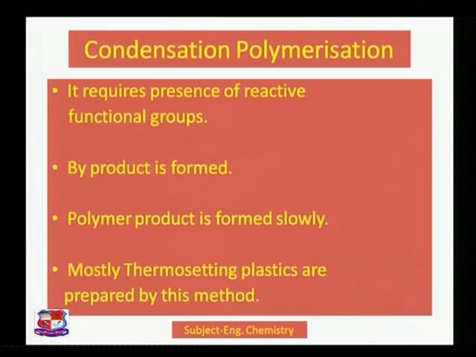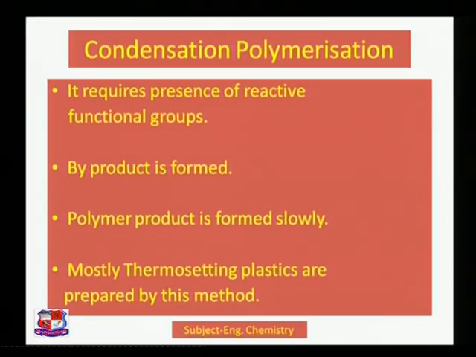And why is the neutral molecule getting lost? Because there is a reaction between two reactive functional groups. That is why the byproduct is formed in the reaction. You can see another thing, that the polymer product is formed slowly in this technique. So condensation polymerization is responsible for forming the polymer very slowly in the process. Now you can also see that thermosetting plastics are prepared by this technique, that is, condensation techniques are used to make thermosetting plastic. Let us continue with the nylon reaction. Look here, we have the reactions between two compounds.